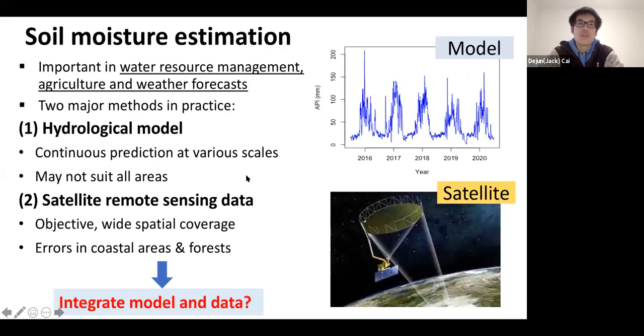The estimation of soil moisture is an important component in the water resource management, agriculture, and weather forecast. There are two major methods in practice to estimate the soil moisture: the models and the satellite data. The hydrological models can provide continuous prediction at different scales, but they may not be suitable for all areas. In comparison, the satellite data can provide objective information on the soil moisture with a global spatial coverage, but they have large errors in coastal areas and forests. So people bring this question: can we integrate the model and data in some ways?